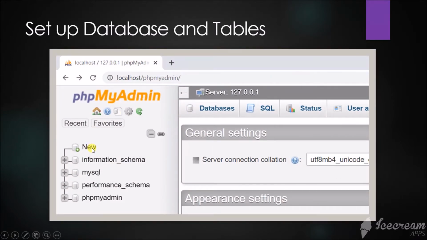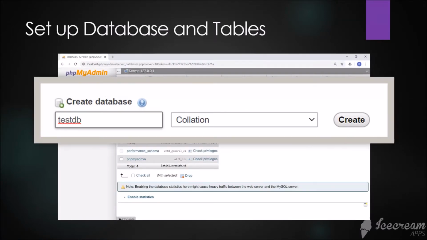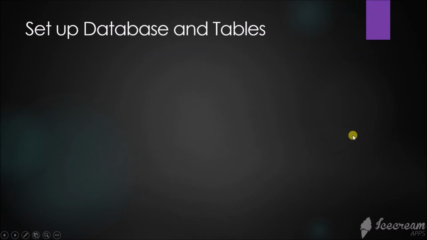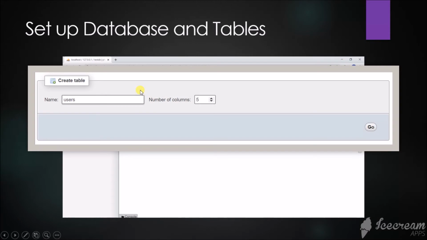We just need to click New. Once we click New, this will show up, and we need to set up our database name. Currently, we use testdb. Then Create. After that, it will be redirected to this page and it allows us to set up our first table. In this part, we set our table name to users.